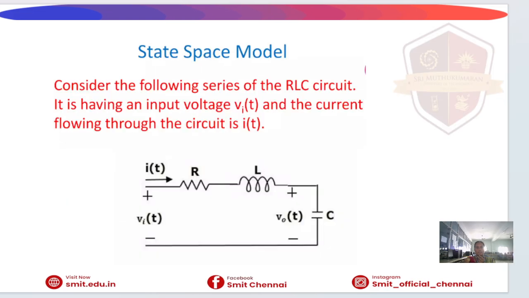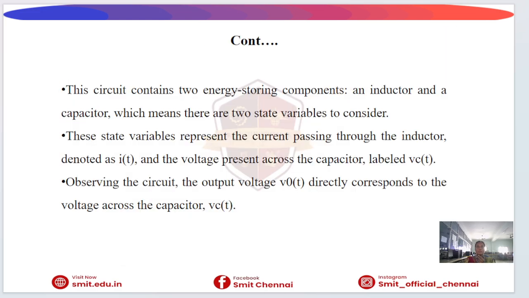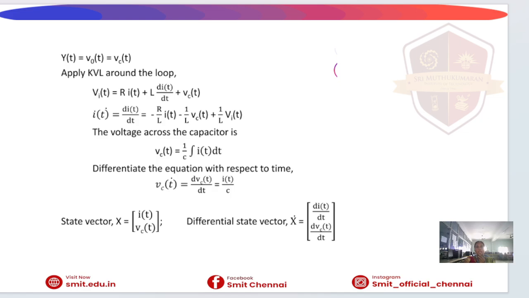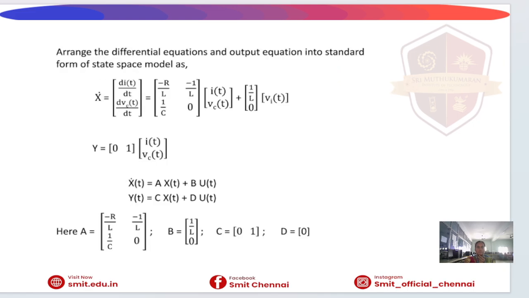This is one of the examples for a state space model. The circuit contains one inductor and one capacitor. Since there are two energy storage elements, two state variables are selected, that is inductor current and capacitor voltage. The example derives the state equations for the circuit using the chosen state variables. The equations describe how current and voltage change with time.